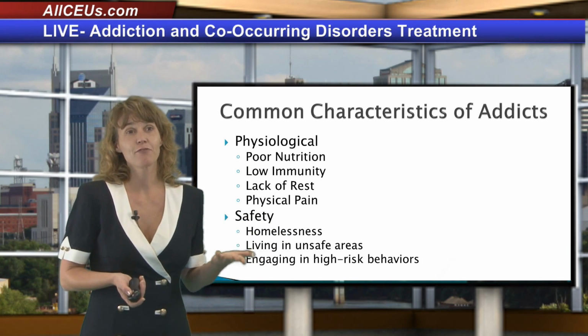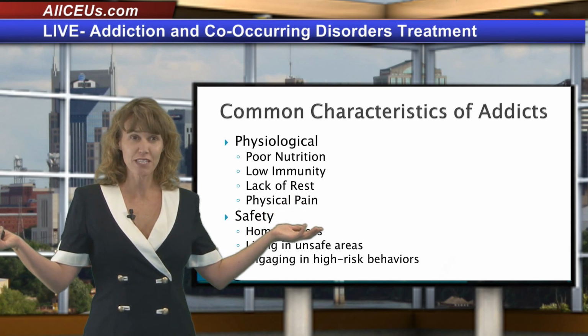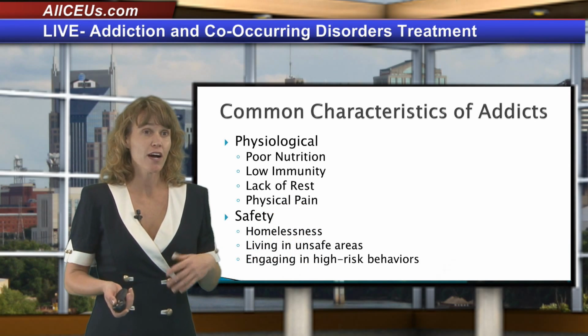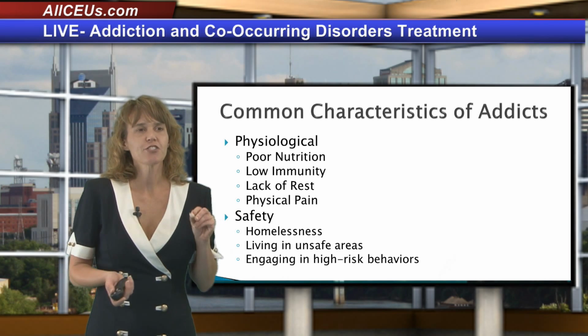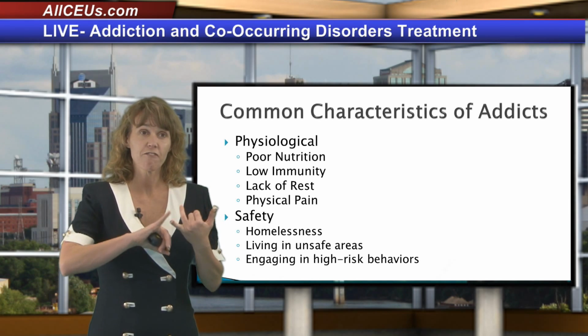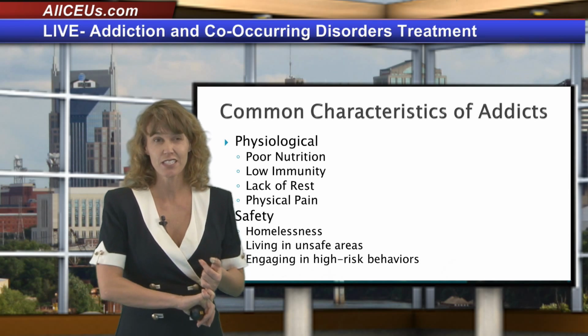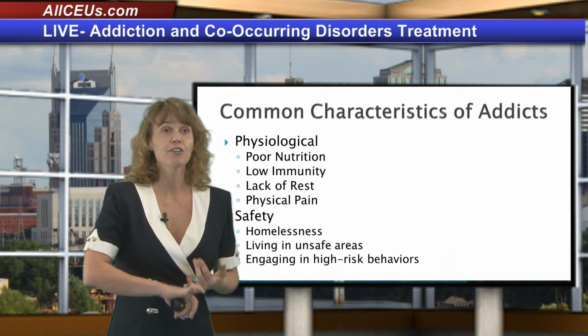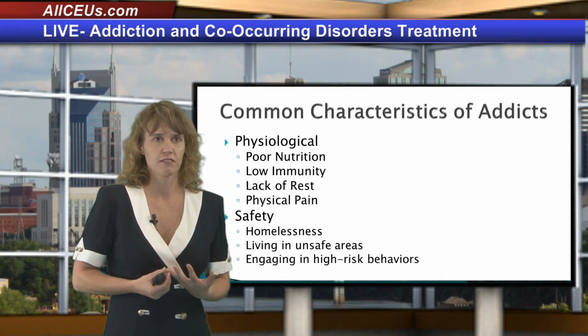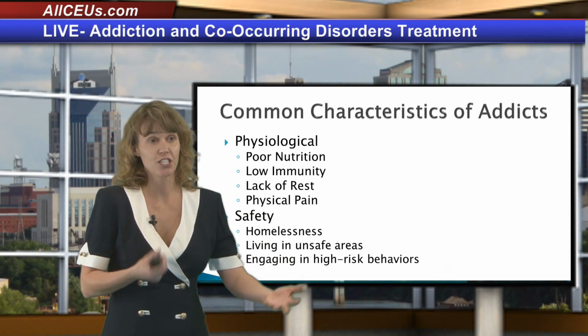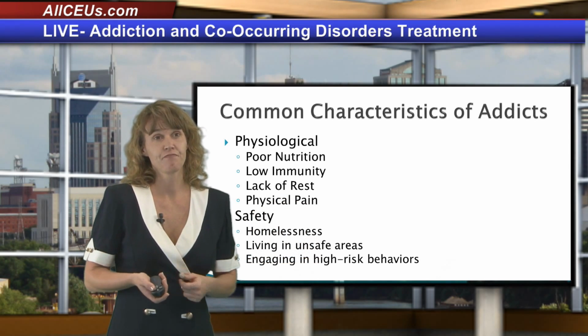And engaging in high-risk behaviors. They may have a perfectly safe place to live, but they may go out trolling the bars or engaging in other high-risk behaviors. So these are things we need to figure out. What's the function? Why are you doing this? And how can we intervene so you don't have these issues going on? What have you done in the past when these issues haven't been happening?